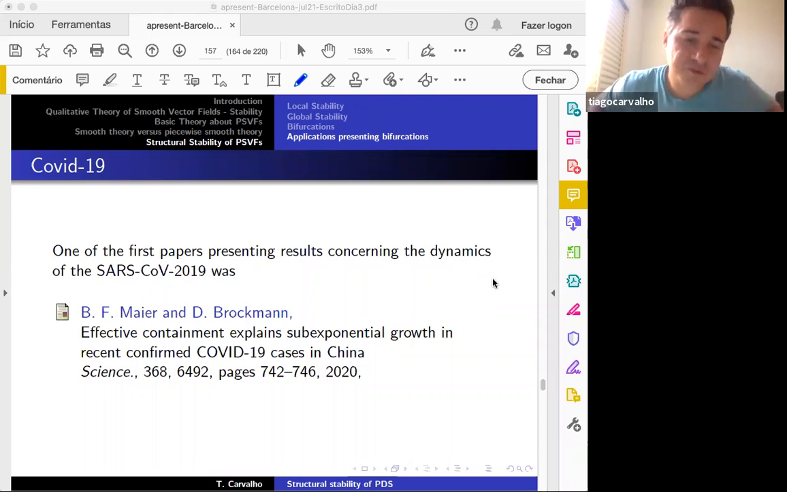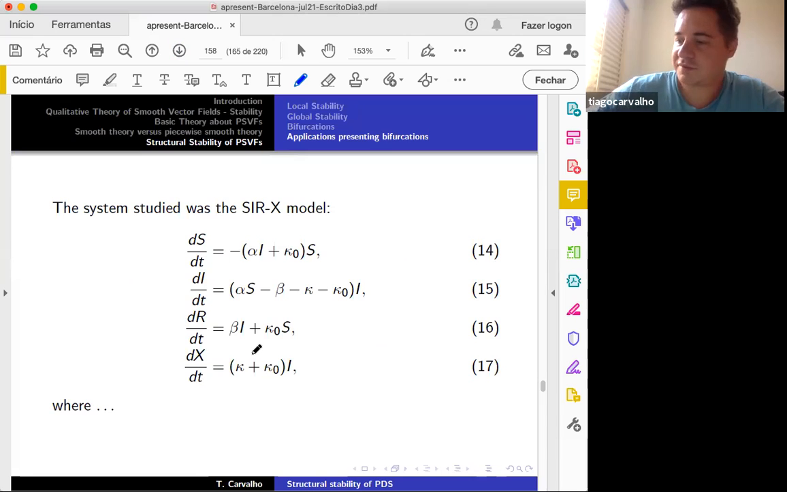Okay, so the first one is a SARS-CoV model. This model was presented in this paper in Science. The authors just present the model, but they don't study the model. The model is this. So what's happening here? What are these letters?